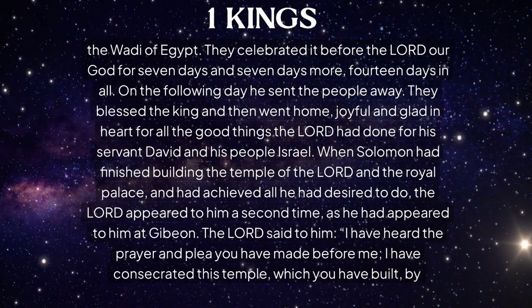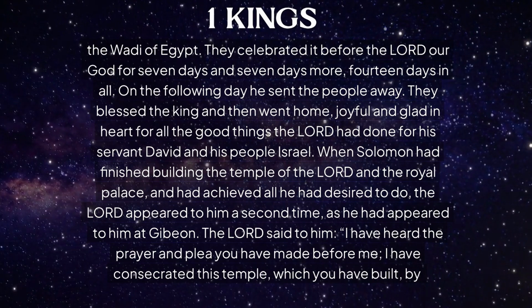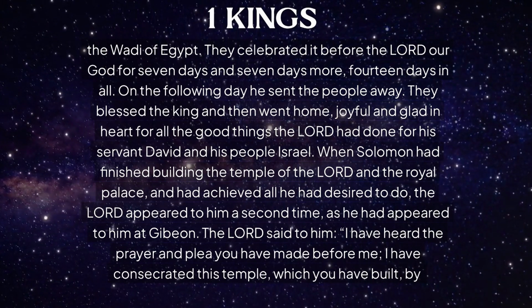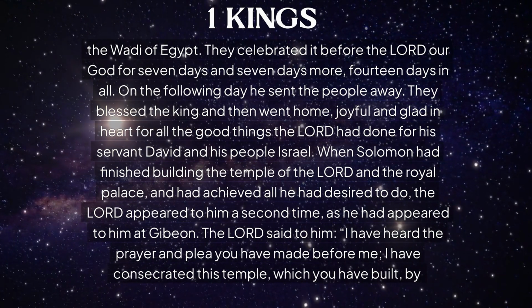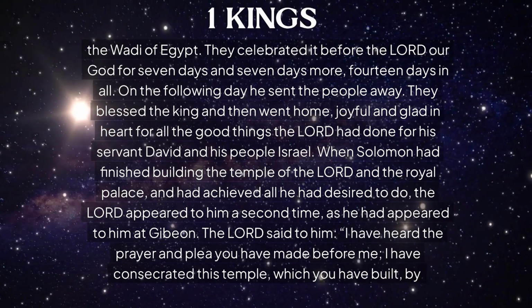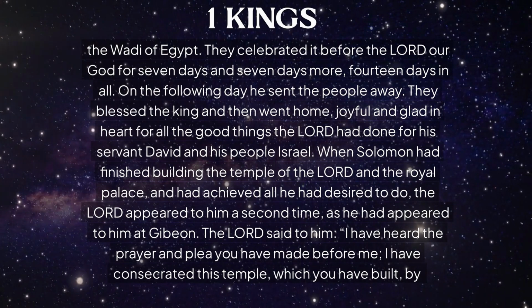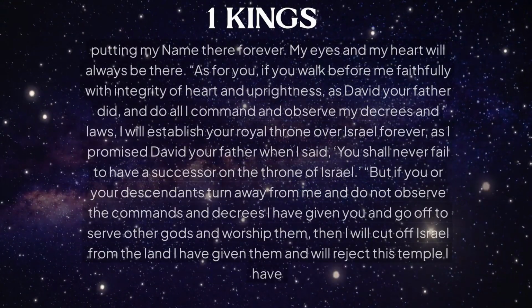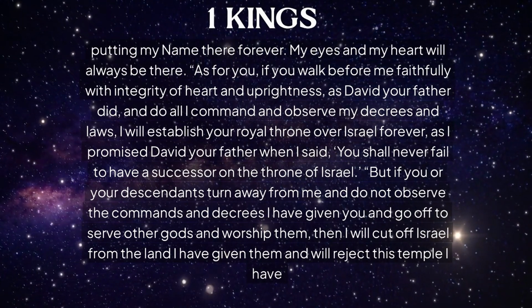When Solomon had finished building the temple of the Lord and the royal palace, and had achieved all he had desired to do, the Lord appeared to him a second time, as he had appeared to him at Gibeon. The Lord said to him, I have heard the prayer and plea you have made before me. I have consecrated this temple, which you have built, by putting my name there forever. My eyes and my heart will always be there.